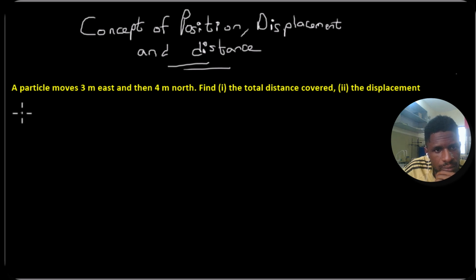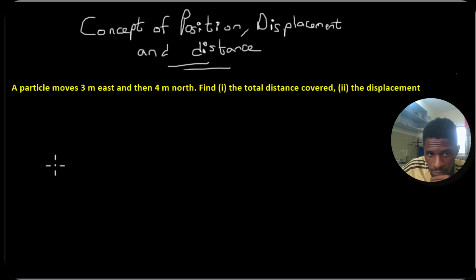So we're given a particle that moves 3 meters east and then 4 meters north. Find the total distance covered and also the displacement. Alright, so the first thing we want to do is try and sketch our question.